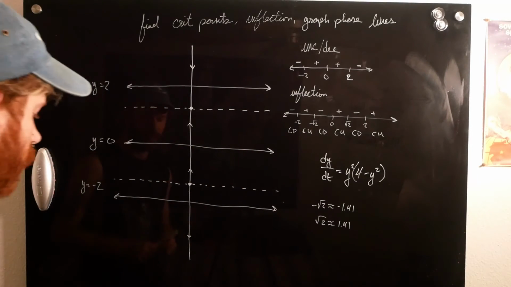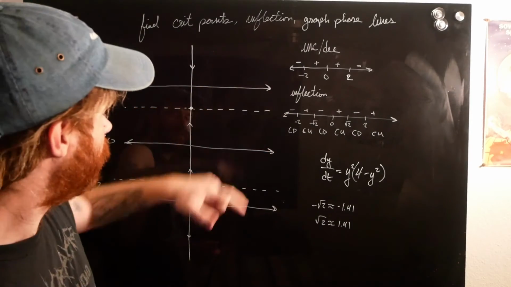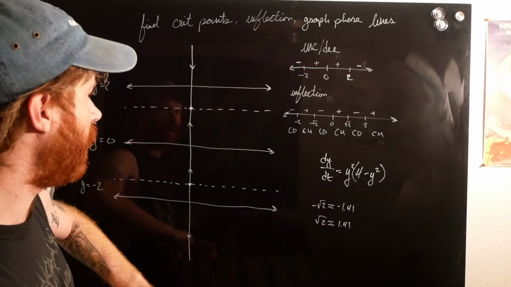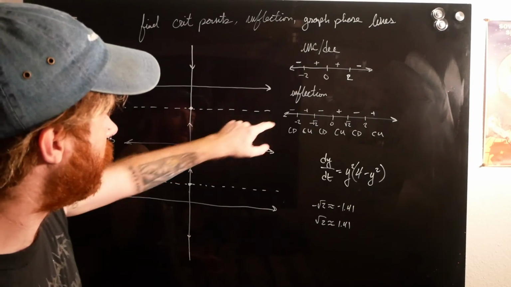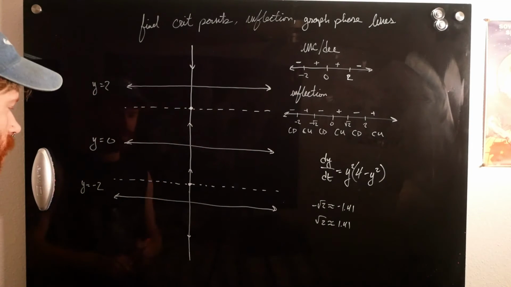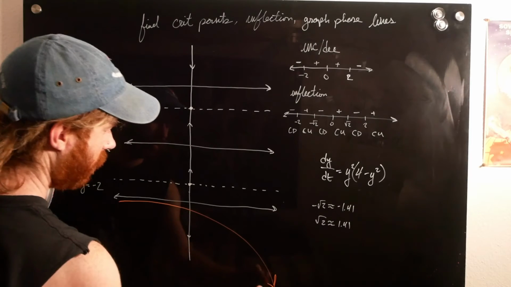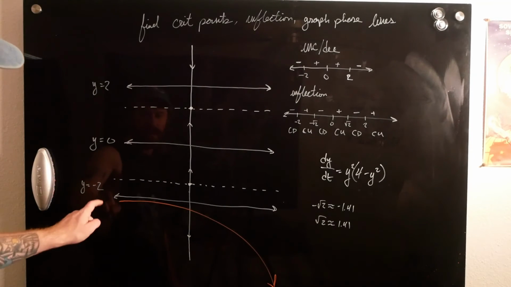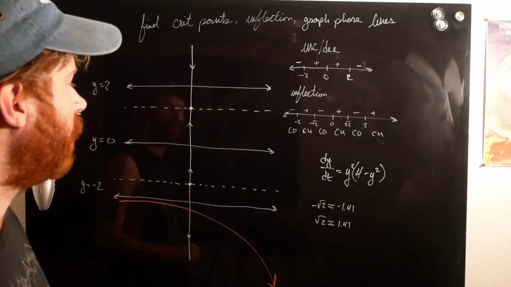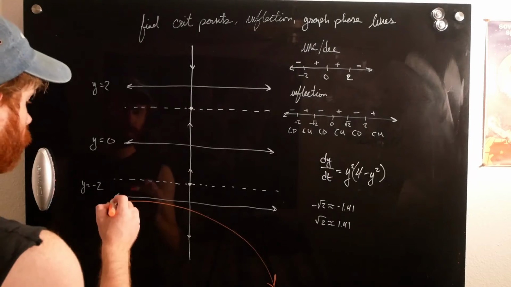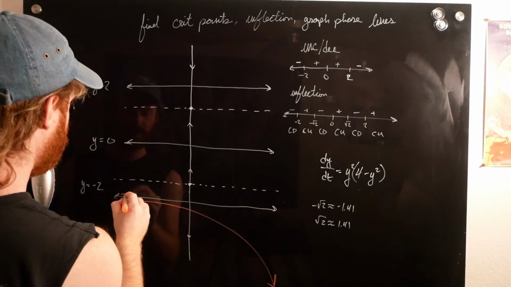So now let's start drawing a graph, right? Let's go from the bottom up. So decreasing and concave down is going to look like this. Now between negative 2 and negative 1.41, we have concave up and increasing. Concave up, increasing. So draw this.